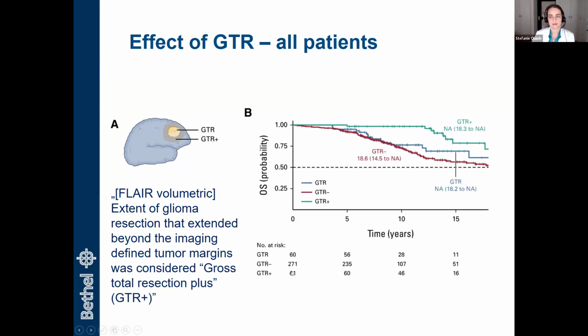If you then compare the whole cohort with these three extents of resection, then you see that the supramaximal GTR plus had the best overall survival, and the maximal resection and the submaximal resection had a similar overall survival, with the gross total resection being slightly better.